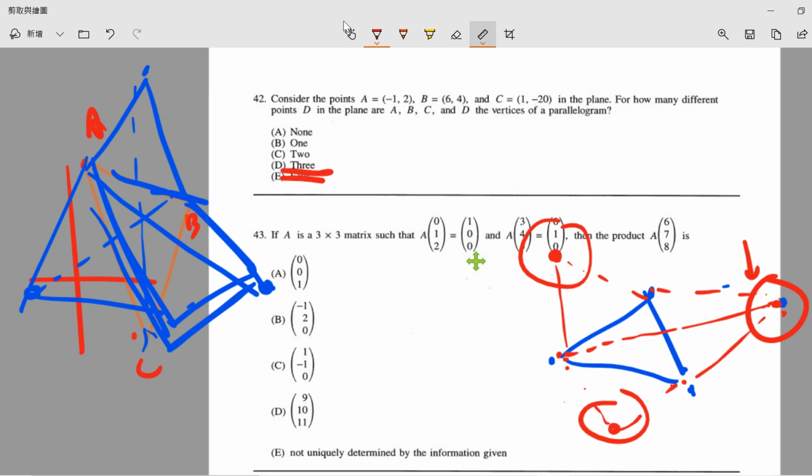So simple geometry problem. The answer is D.